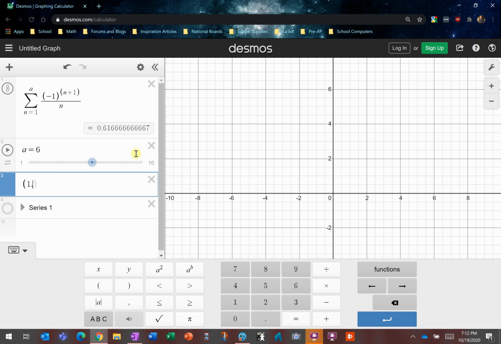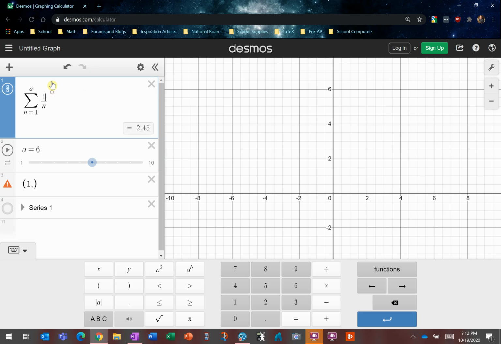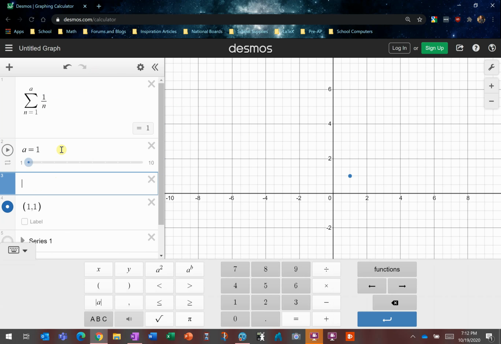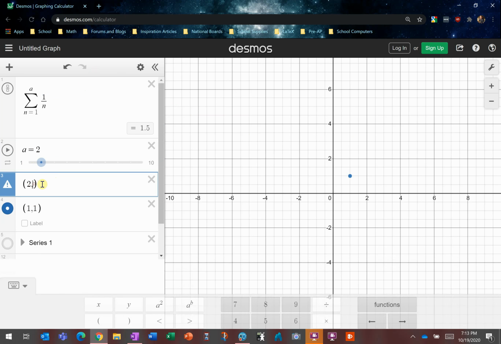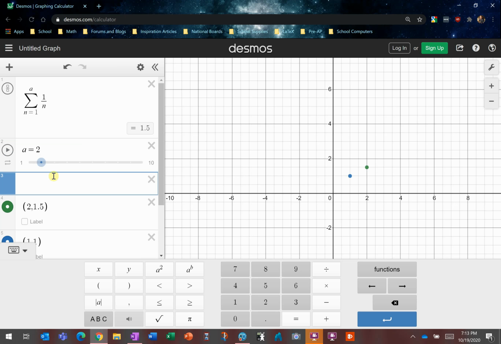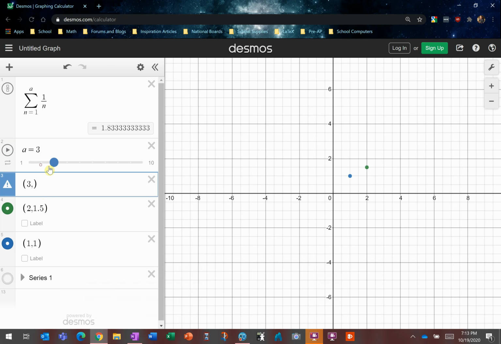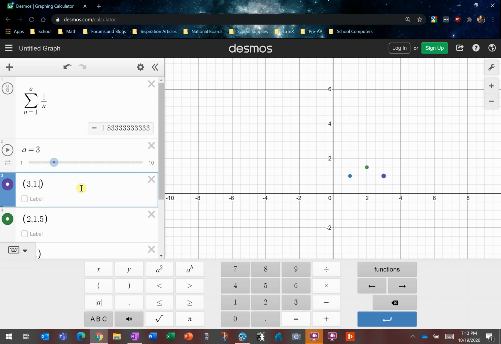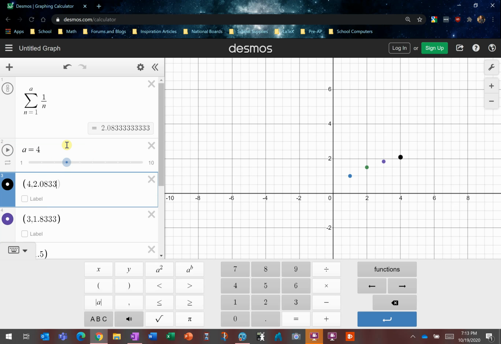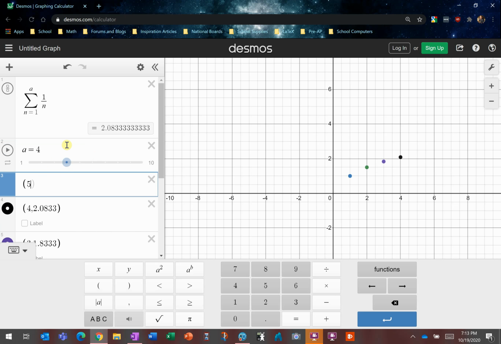So first point is going to be 1 comma something, and we find that by going 1 over n, and we're going to sum it up from 1. 1 comma 1, that seems pretty familiar, not a surprise. Next one's going to be 2 comma something, so we add up the first 2 terms, so it's 2 comma 1.5. All right, we don't need that extra parenthesis. And then we have 3 comma something, 1.8333. 4 comma something is 4 comma 2.0833. Very nice. 5 comma something.